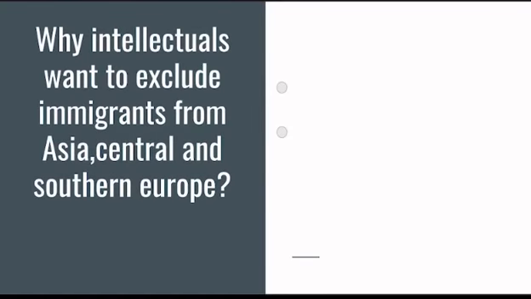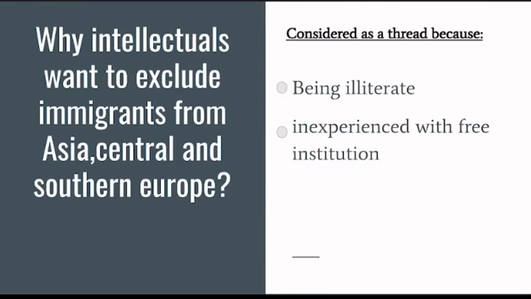Now, why did we talk about Anglo-Saxons? Because Anglo-Saxon culture was affecting the life of some immigrants. Some British intellectuals were considering immigrants from Asia, Central and Southern Europe a threat to Anglo-Saxon culture. But why should they feel like they were a threat? Because they thought that these people were illiterate and inexperienced with free institutions. That's why they couldn't get assimilated, they must get excluded, and they were considered a threat.